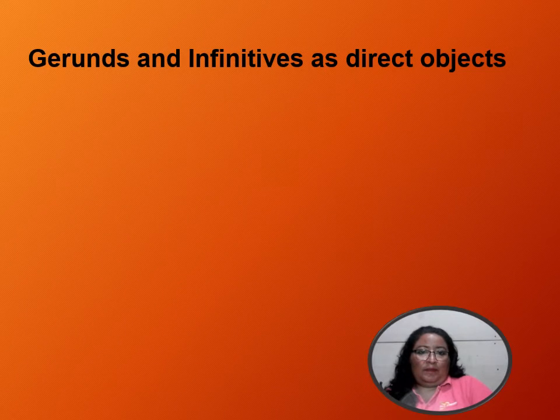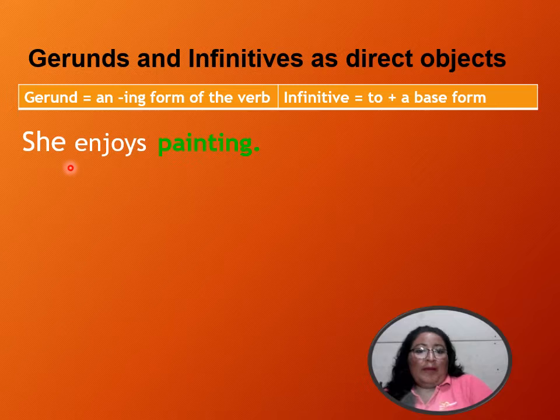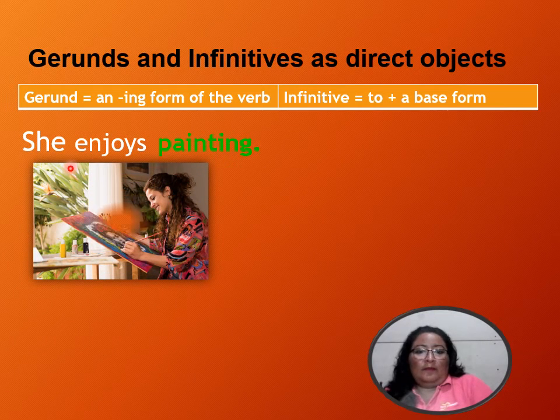Gerunds and infinitives as direct objects. A gerund is an ing form of the verb. An infinitive is equal to to plus a base form of the verb. As we can see in this example, she enjoys painting. Painting is an ing form of the verb. It's called gerund or present participle.